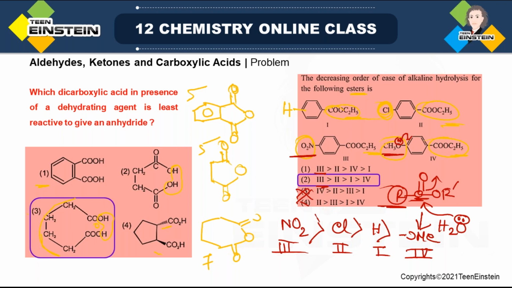So this is the decreasing order of ease of alkaline hydrolysis. The conclusion is when it is para-nitro substituted ester, that will give maximum rate. Fine, so this is why it is decreasing order. This is option 2, maximum, option 4 minimum.